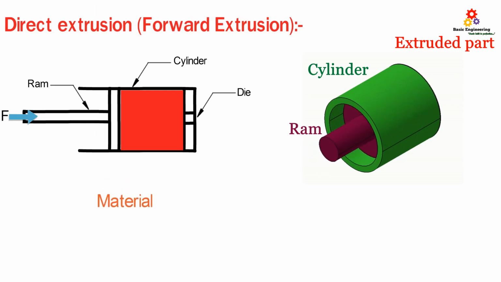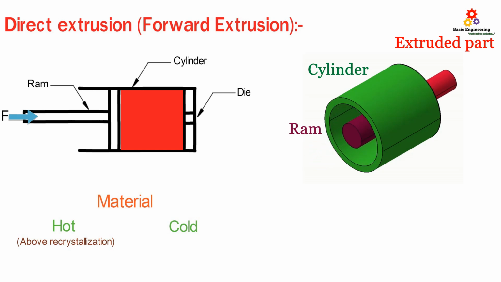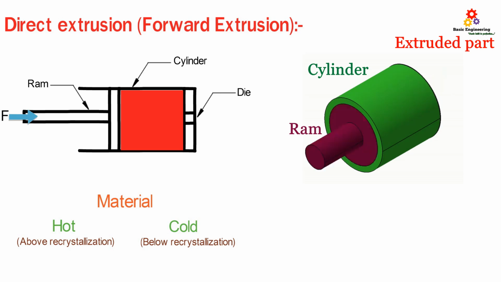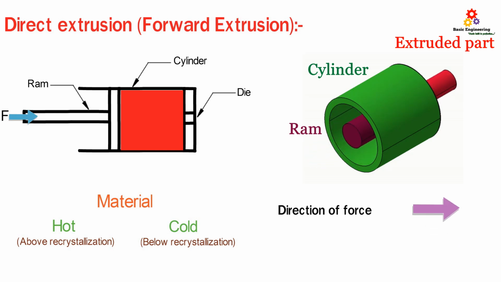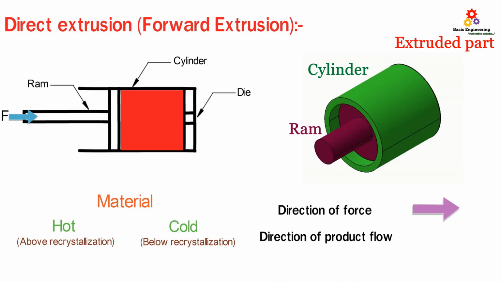The material which is to be extruded may be hot or cold. In case of hot material, it is heated above its recrystallization temperature, or it is heated up to 50 to 75% of its melting point. In the cold extrusion process, the temperature of the material will be nearly room temperature, or in some cases it can be heated to below its recrystallization temperature. In forward extrusion or direct extrusion process, the product flows in the same direction that the force is applied by the ram.